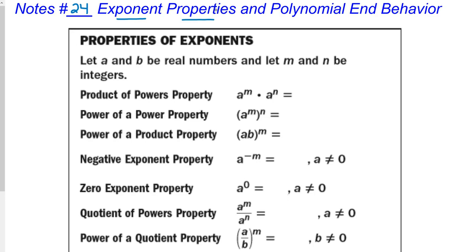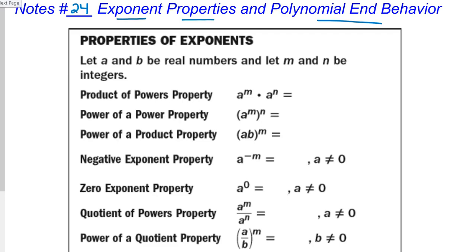You should have learned all of these exponent properties in algebra, and you've probably been using them here and there in between. And we're also going to start looking at polynomial functions and do a calculator activity to explore the end behavior. So just like we saw in the last chapter when we looked at quadratic functions and expressions and equations, we'll be looking at polynomial functions and expressions and equations.